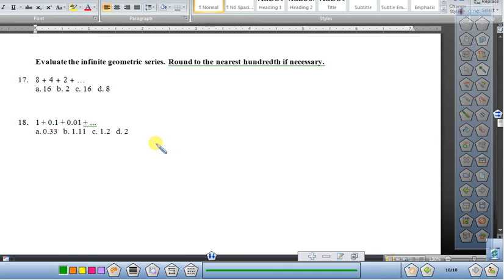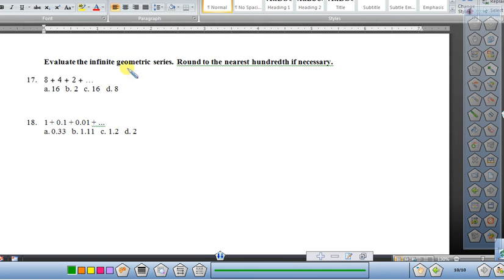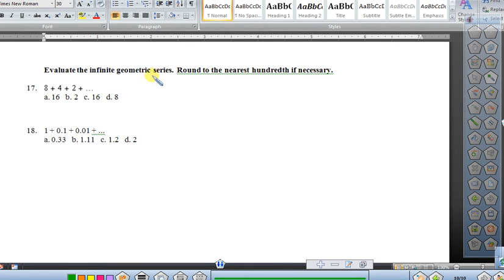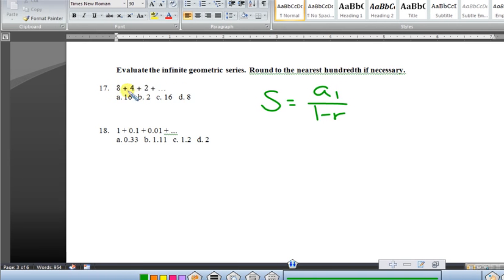Let's do these last two questions for this video. We're going to evaluate these infinite geometric series. And again, we're looking for a sum. We're going to be using this particular formula for both of these. As I look at this, I want to make sure that r is a fraction between -1 and 1. And when I do, I see that it is being cut in half each time. So r is equal to 1/2. So it does have an infinite geometric sum.